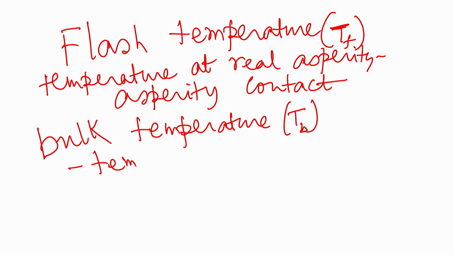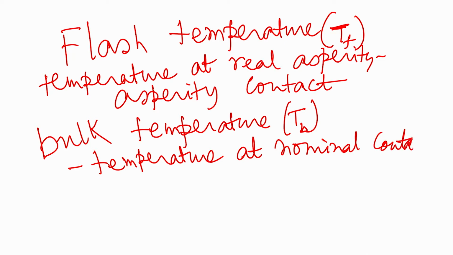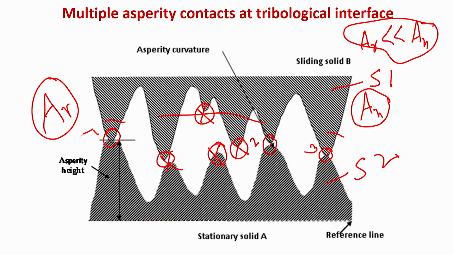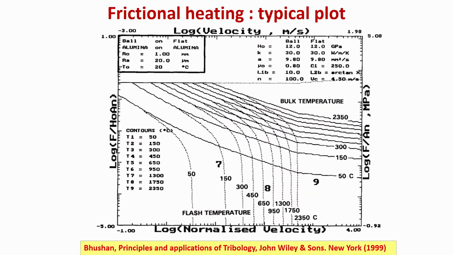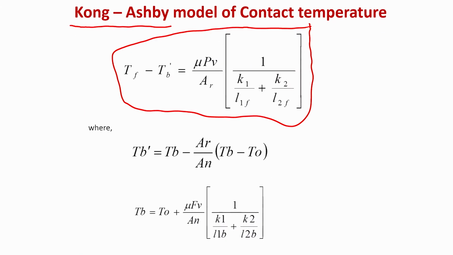The bulk temperature is the temperature at the nominal contact area. Nominal contact area means the contact area which comprises that entire thing. So, this nominal contact area would be A n, but the real contact area would constitute only these three contact points, particularly in reference to this figure. Okay. Now, if you look at these equations, Tf is your flash temperature. Now, Tb prime can be found from this equation. Okay.